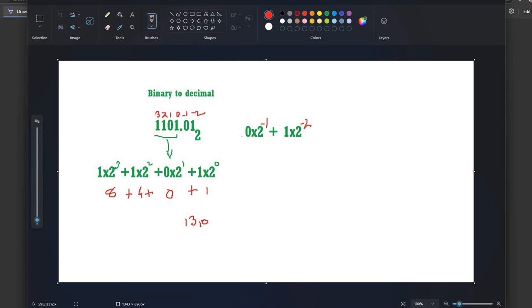Okay. So we have to write this part in this way. So 0 into 2 to the power minus 1. 0 into any number is always 0. Plus 2 to the power minus 2 means 1 into 1 by 2 to the power 2. 2 to the power minus 2 means 1 by 2 to the power 2.